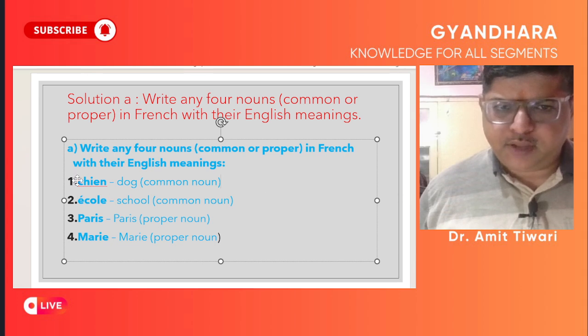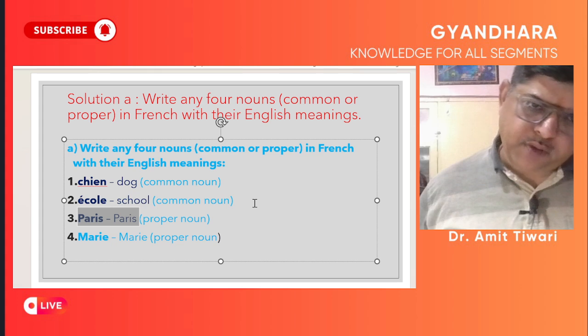For example, a common noun is chien, that is dog in English. I have provided the solution in this particular framework, so you can visualize it. Chat, cat. École is school in English. These are common nouns. If you talk about a proper noun, a place or a person, a city is a proper noun. So Paris is a city and that is a proper noun.